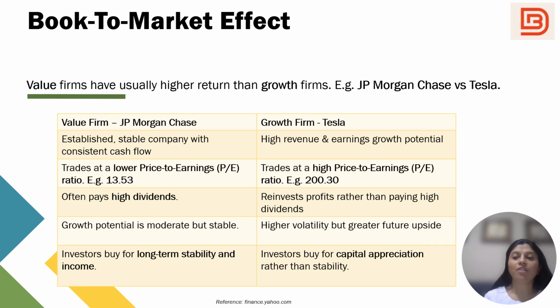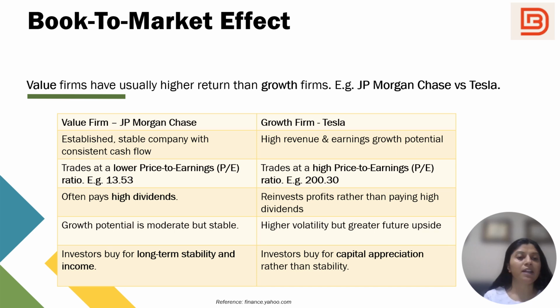Here is the comparison of a value firm versus growth firm. Here the value firm is JP Morgan Chase and the growth firm is Tesla. So you can see the differences here. A value firm is established, stable company with consistent cash flow, whereas growth firm has high revenue and earnings growth potential. Value firm trades at a lower price to earnings ratio, and the price to earnings ratio for JP Morgan is 13.53, whereas for Tesla it is 200, which is way higher.